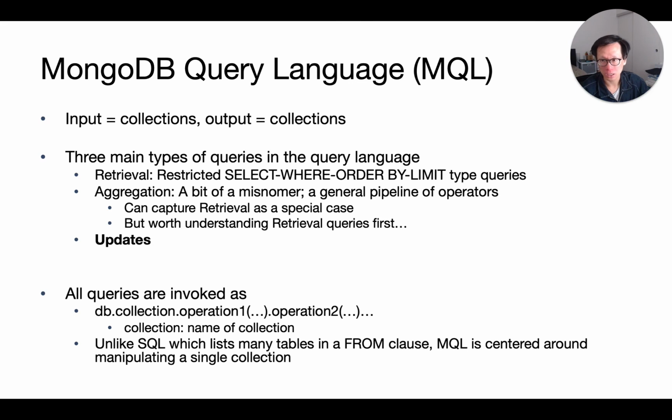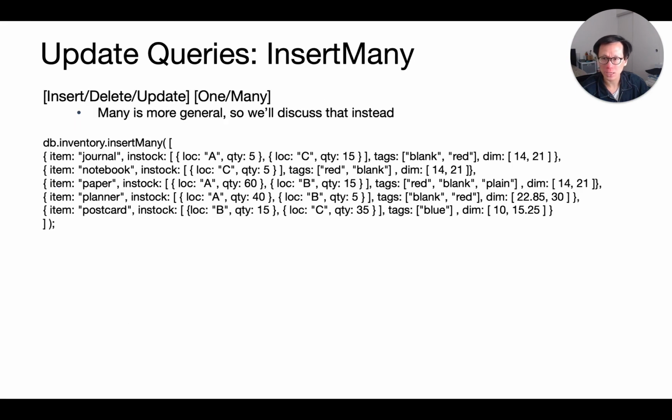Finally, let's talk about update queries in MQL. MQL has a number of data modification operations, and each of these operations can affect one or many documents. For instance, we can insert multiple documents by calling the insert many operation. Running this query will create a new collection called inventory if it doesn't already exist.